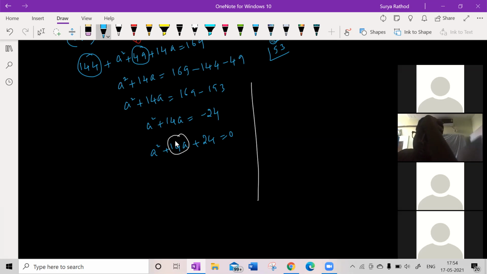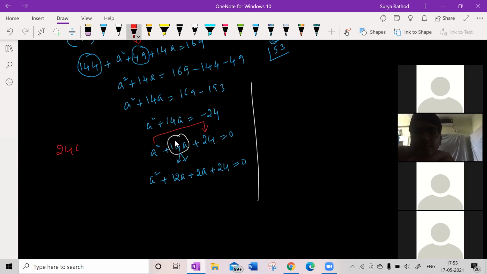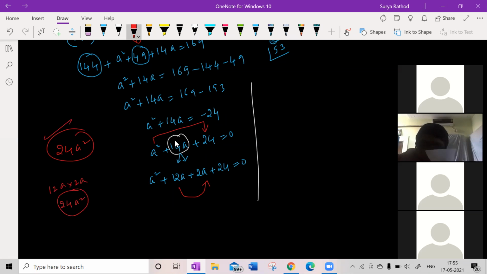See here. So A square, how can I split this? 12A plus 2A plus 24 is equal to 0. First, my job is what? I need to multiply the first and last term. If I multiply, what am I going to get here? 24A square. Now look at this here. I just split the middle term into two parts, 12A and 2A. If I multiply 12A into 2A, again I'm going to get 24A square. So that's how you have to look upon it.